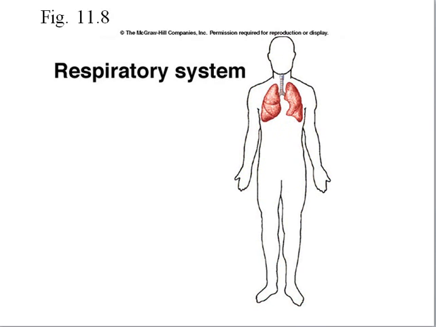The respiratory system is composed of the lungs and air passageways. The respiratory system enables the body to acquire oxygen from the atmosphere and also to get rid of carbon dioxide that's being produced by aerobic respiration.